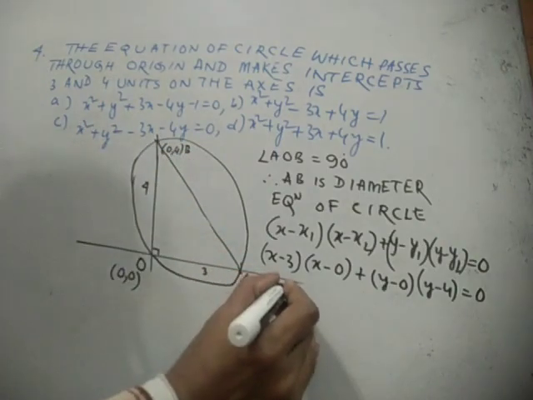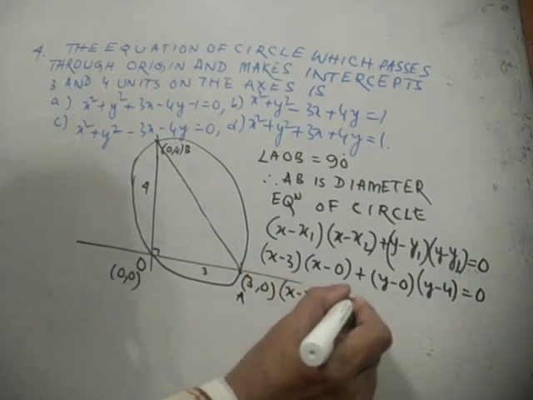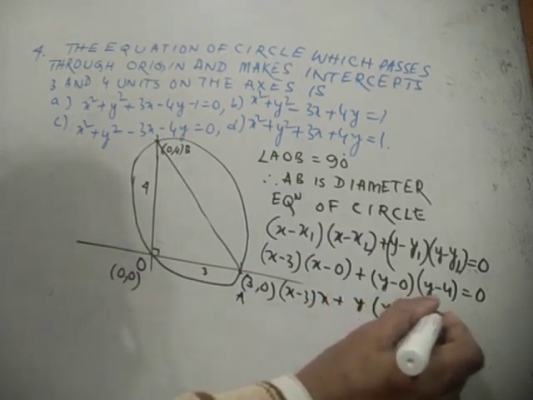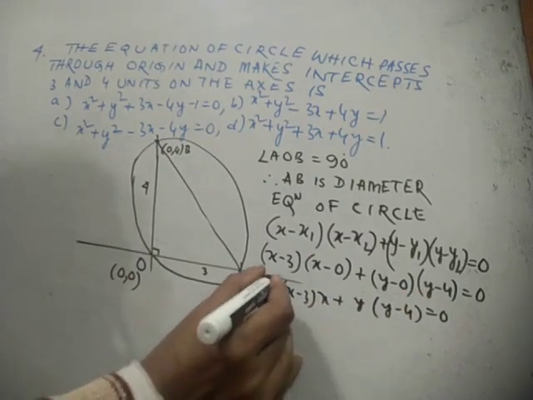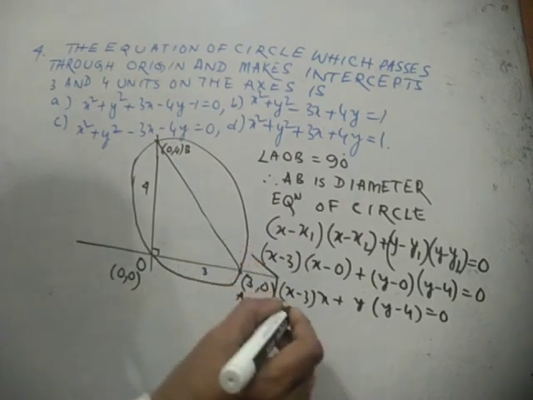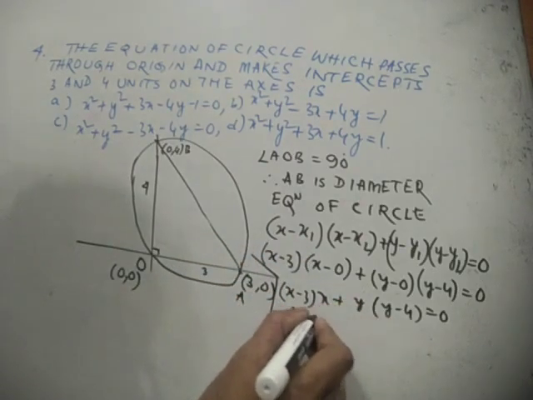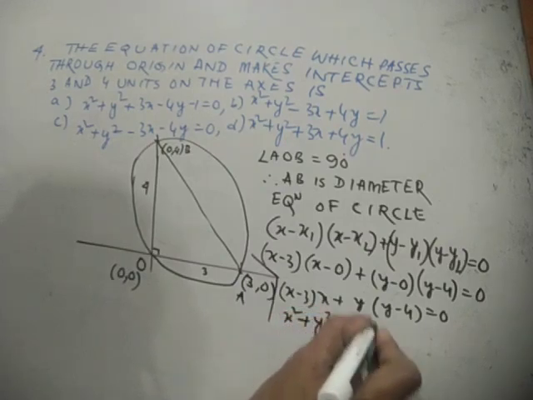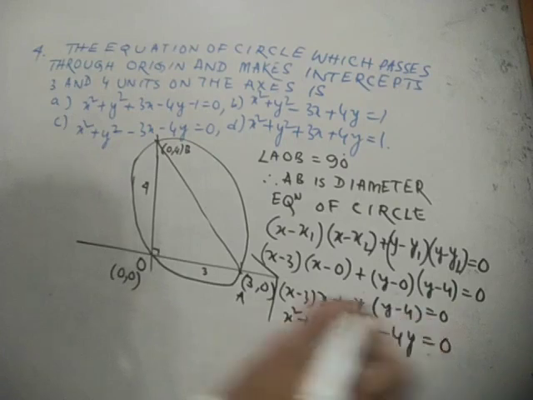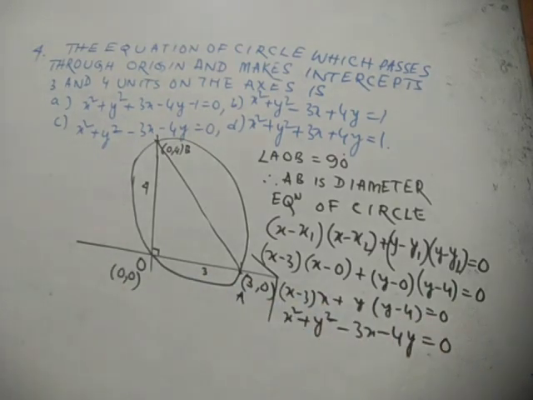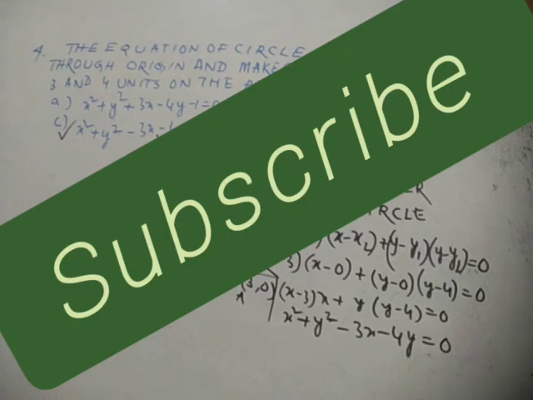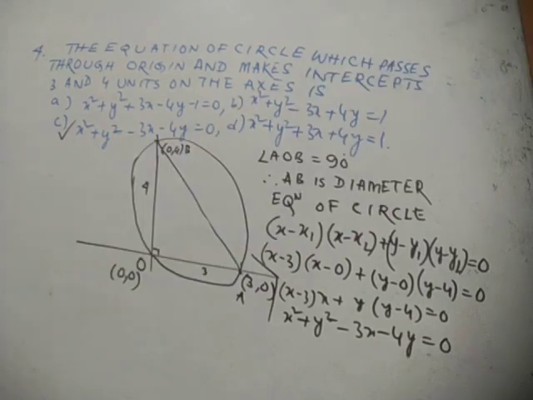Now if we simplify, x into (x minus 3) plus y into (y minus 4) equals 0. If we multiply, it will come x square plus y square minus 3x minus 4y equals 0. So the equation we got confirms option C is right, where the constant term is 0. That way we could select C directly, but here we are getting the answer properly as well. So this way we have to do this type of sum.